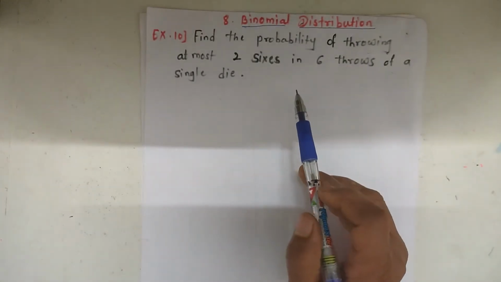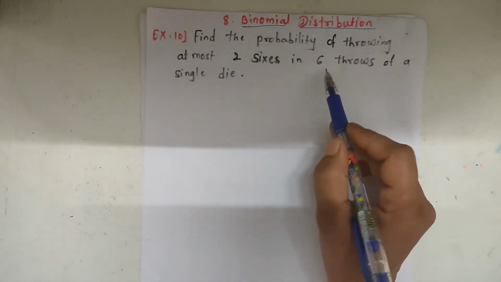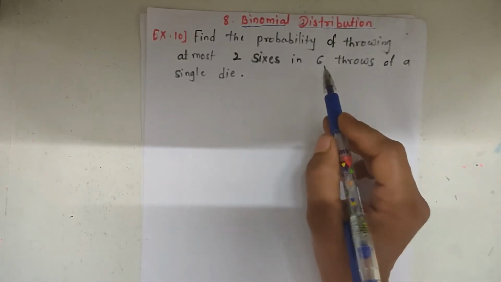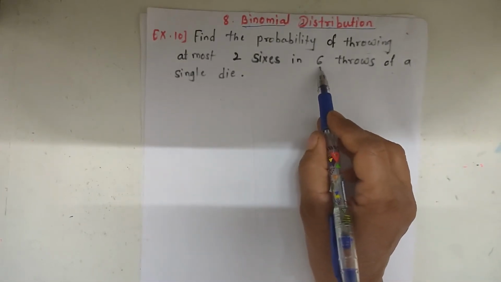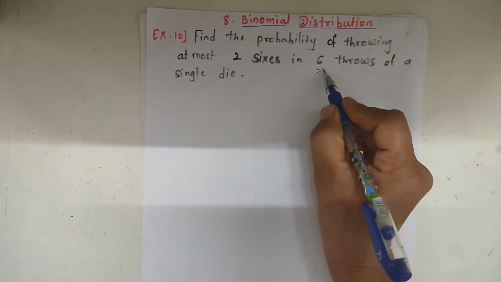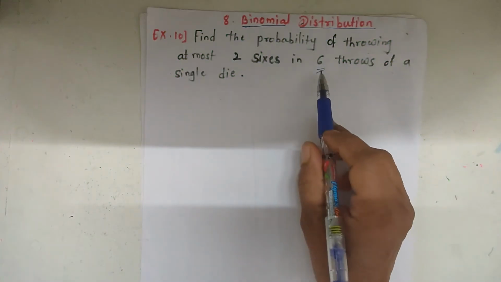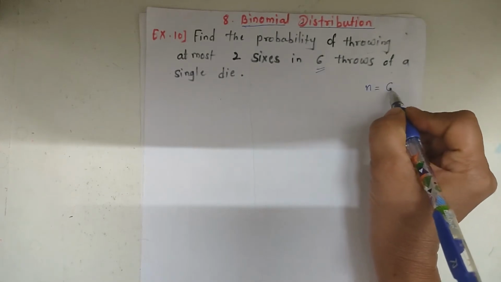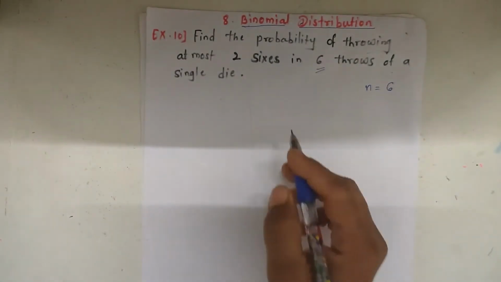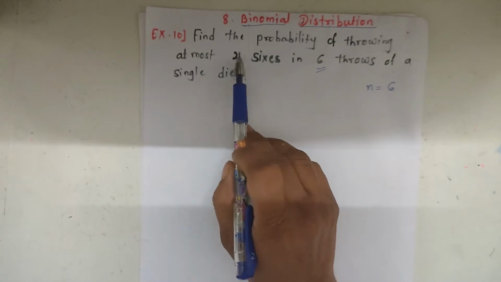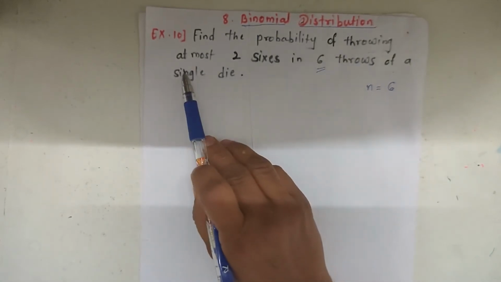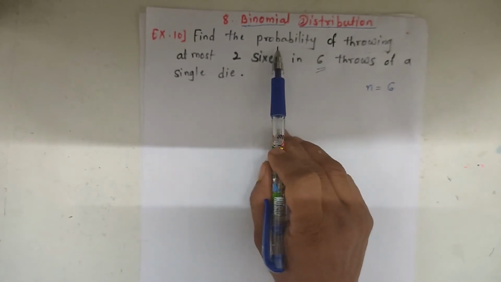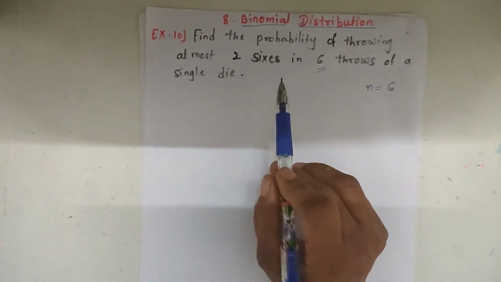In this example, one thing is given: the number of throws of a single die. Here the number of throws is 6. So this is the value of the number of trials, that is, n is equal to 6. Also, we have to find the probability of throwing at most 2 sixes.